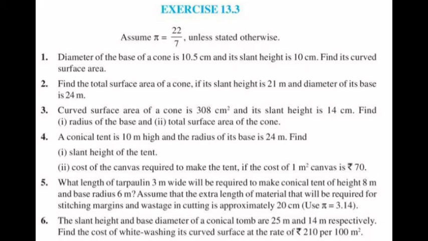Fifth question. What length of tarpaulin 3 meter wide will be required to make conical tent of height 8 meter and base radius 6 meter? Assume that the extra length of material that will be required for stitching margin and wastage in cutting is approximately 20 centimeter. It is given that you should use pi is equal to 3.14. See, in this question we have to make a tent using a tarpaulin cloth. And here the height of the conical tent it is given that 8 meter and the radius 6 meter.